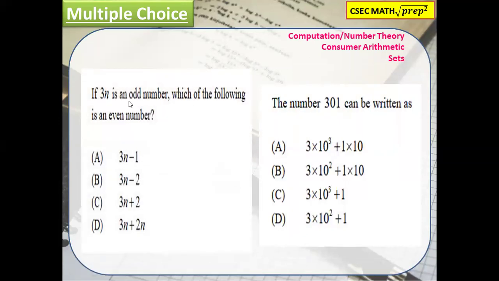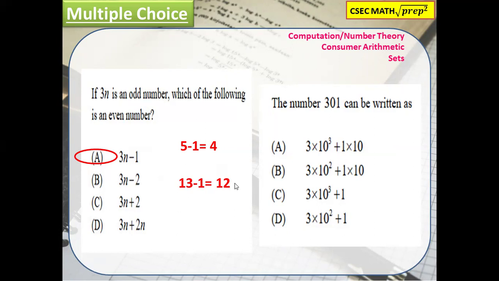All right, on to our next questions. If 3n is an odd number, which of the following is even? Now, any odd number that you have, if you subtract 1 from it, the result will be an even number. For example, 13 minus 1, the result will be even. So since 3n is an odd number, if you subtract 1, the result is even. A is our result, without doing an experiment with any of the other answers.